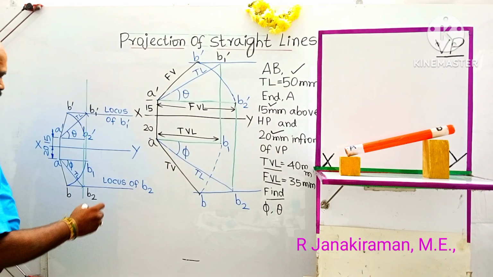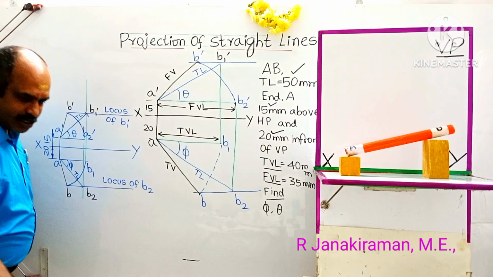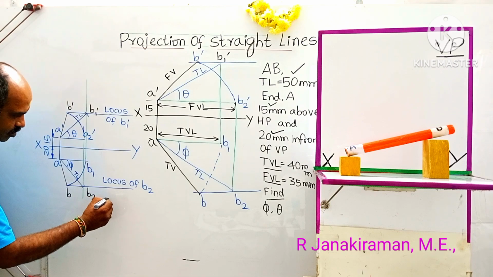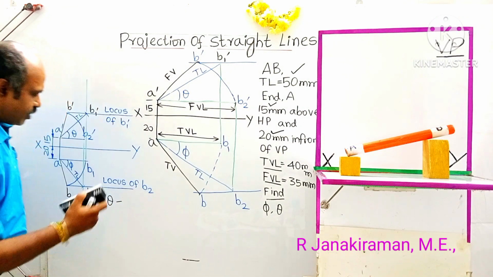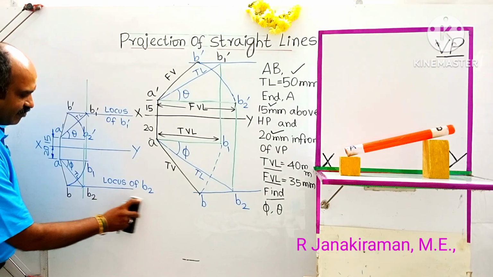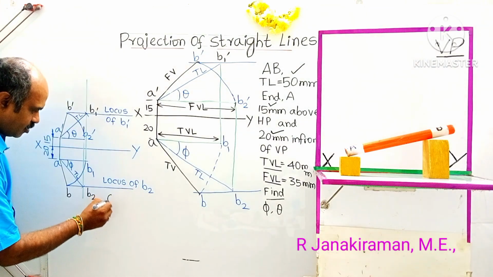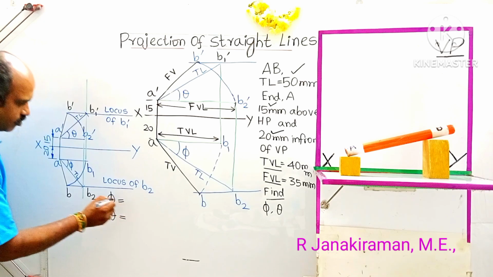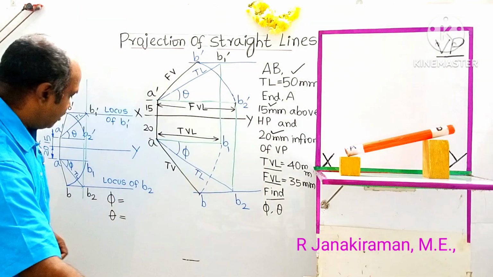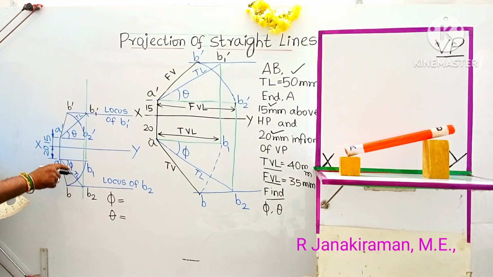Okay. So phi is true inclination with VP. That is the notation. True inclination with VP is phi. True inclination with HP is theta. So take your protractor and measure the angle. First we'll measure this phi.